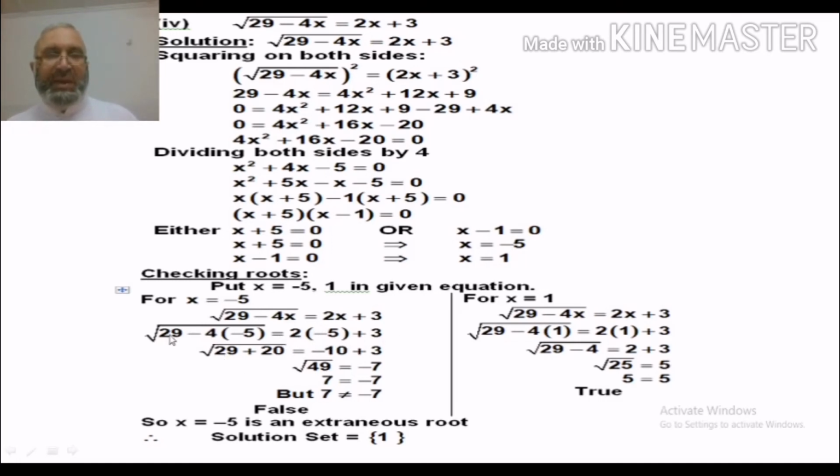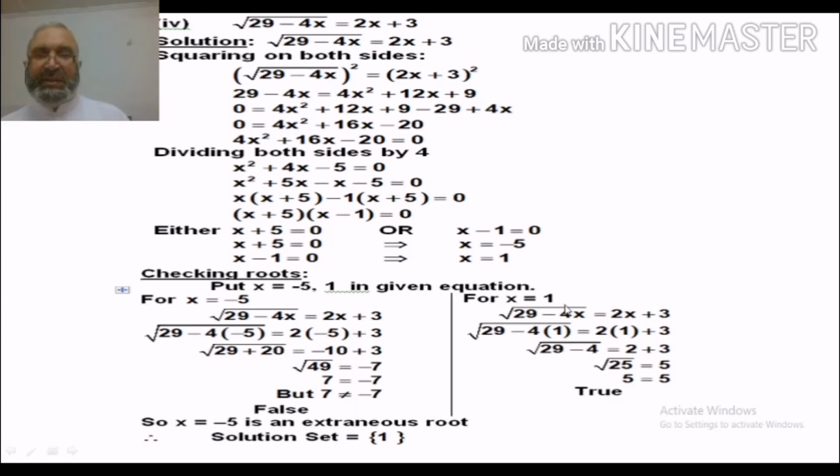Simplifying, 29 and minus 4 multiplied by minus 5 is plus 20, is equal to, on the right, 2 into minus 5 is minus 10 plus 3. So on the left we get √(29 plus 20), √49, is equal to minus 10 plus 3, minus 7. √49 becomes 7, so 7 is equal to minus 7. But positive 7 cannot be equal to minus 7. False result, therefore x is equal to minus 5 is an extraneous root.